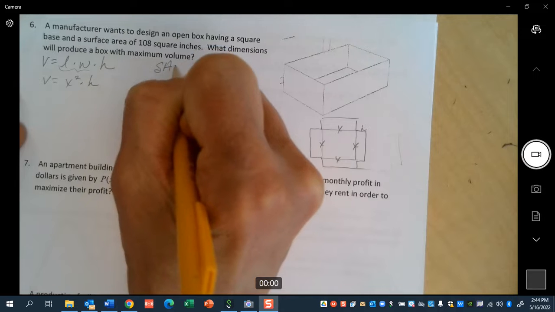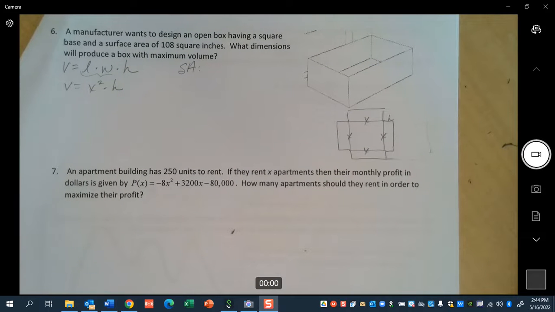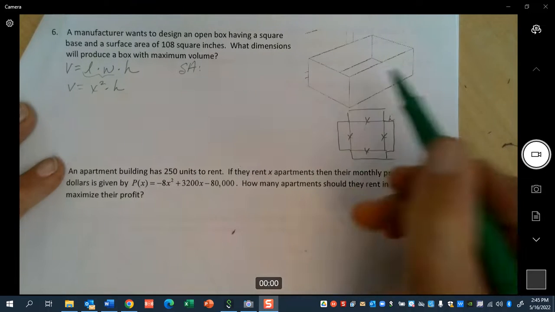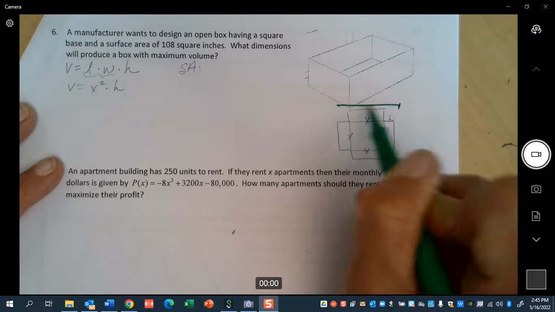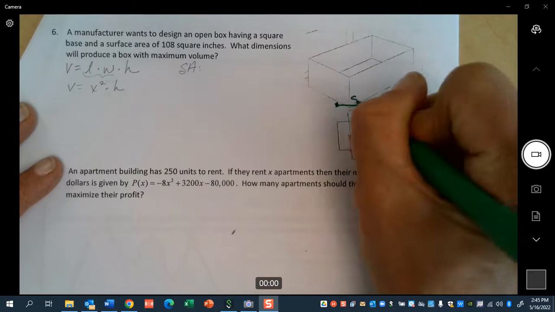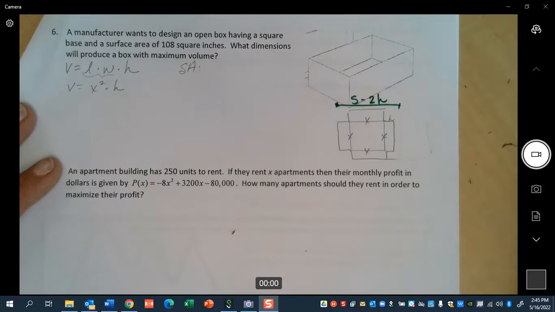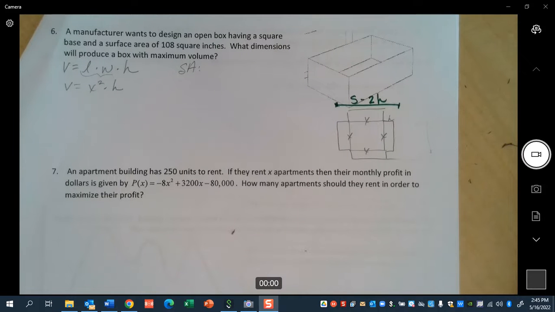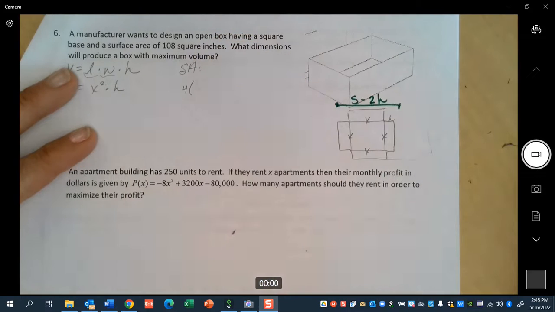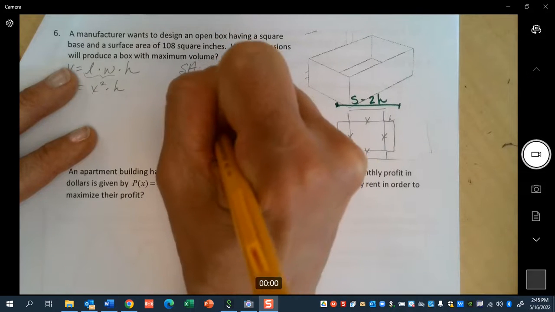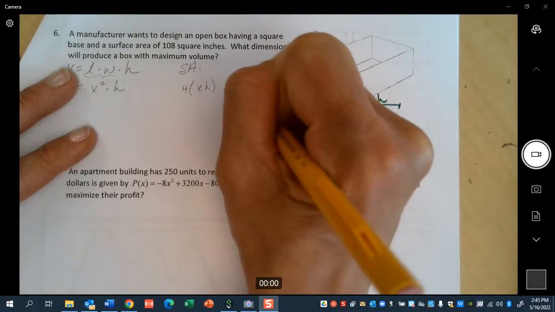Now there's two ways of talking about these box problems. If I talk about this value here instead and call this my side length minus 2h, that might be easier than adding all of those little things together. Because when you're finding your surface area, it's going to be 4 times x times h plus x squared.